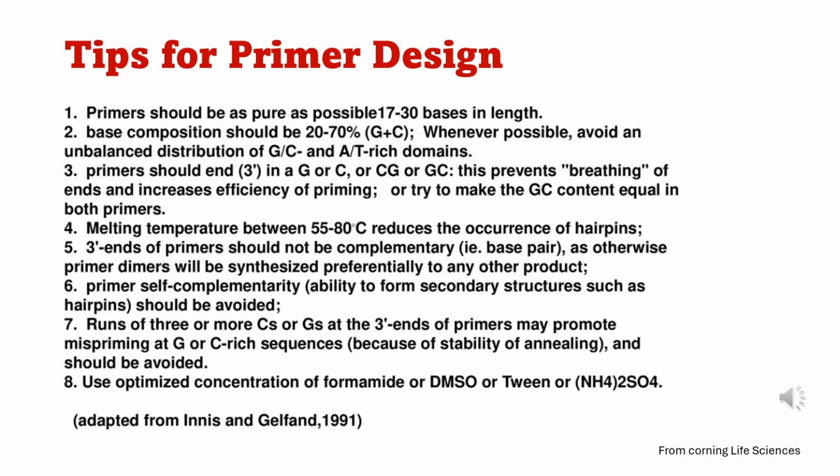Whenever possible, avoid an unbalanced distribution of GC and AT rich domains, and the primer should always end at the 3' end in G or C. This prevents breathing of ends and increases efficiency of priming. Or try to make GC content equal in both primers. The melting temperature should be between 55 to 80 degrees C.